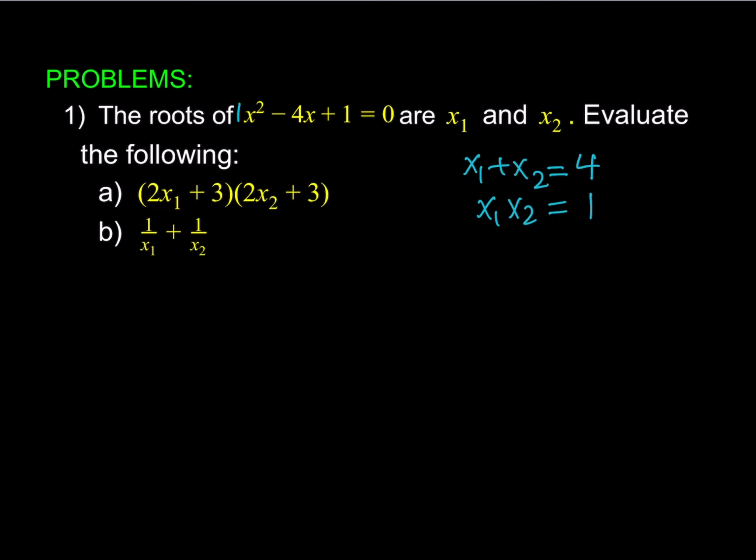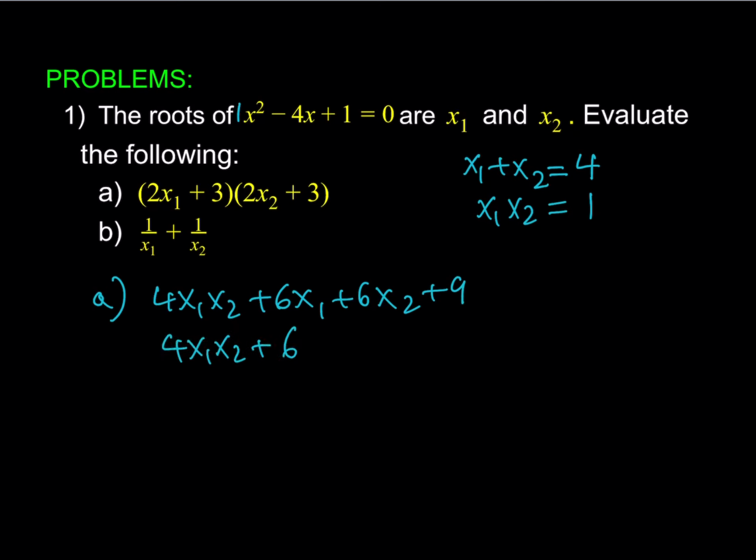Awesome. Once we know those, let's go ahead and look at these two parts. Part A, now as it is, this problem is not very good. So what I'm going to do is distribute 4x1x2, and then I'll get 6x1 plus 6x2 plus 9. What I'd like to do here is organize this a little bit so that I can use my formulas, so that I can take out 6 here, and then I'll be getting this.